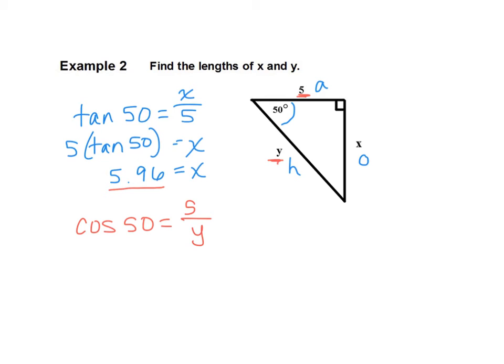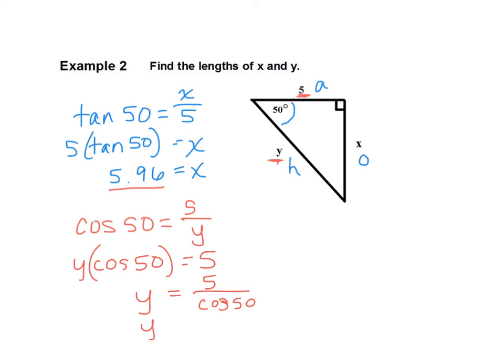All right, let's go ahead and multiply both sides by Y. That will give me Y times cosine of 50 equals 5. Now I need to divide both sides by cosine of 50, which will give me 5 over cosine of 50. And then we can get a decimal approximation in our calculator, which is Y equals 7.78.